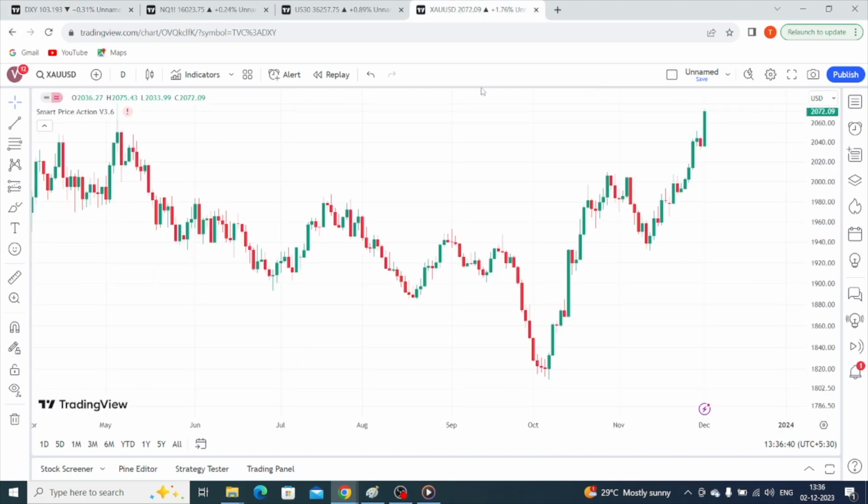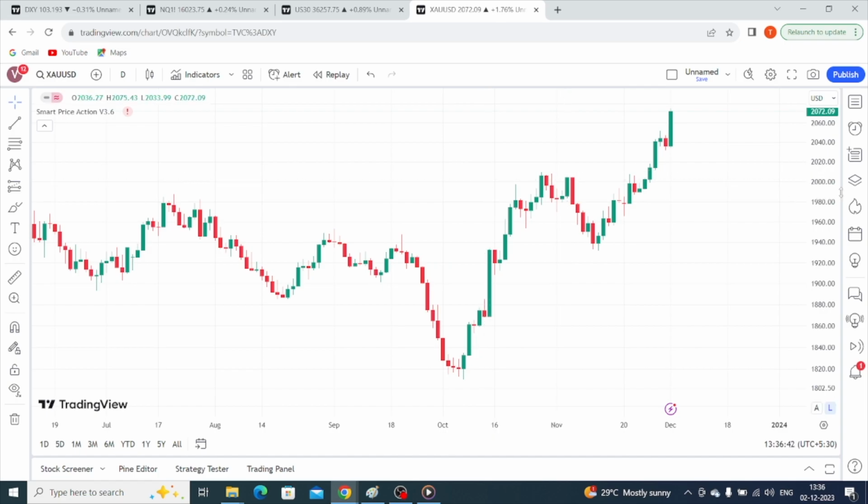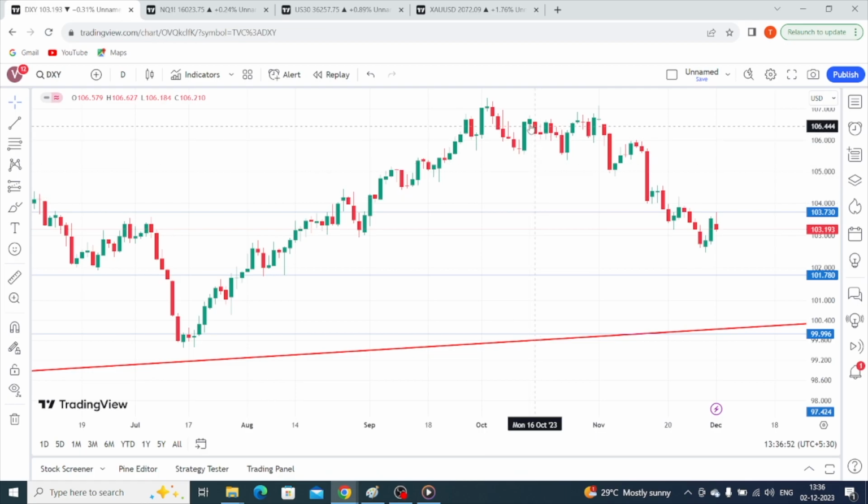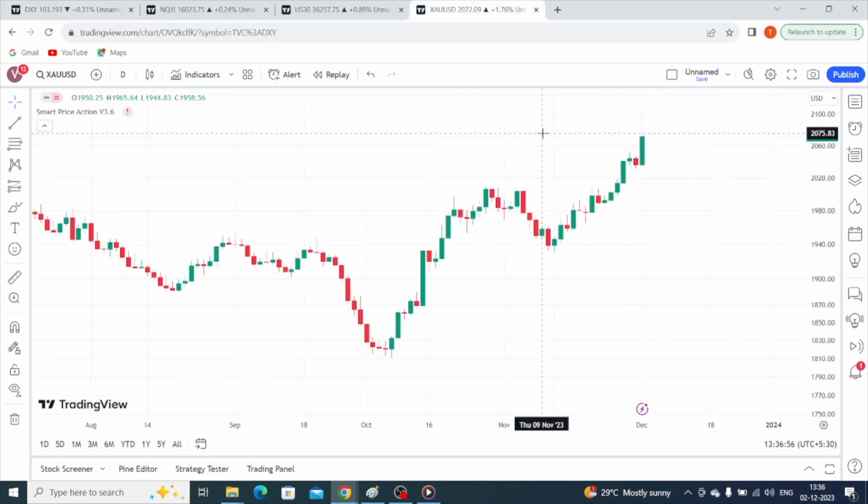Now let me just proceed to gold. This is the gold chart. Now you see that from this October itself, gold has started going up. Why? Because the dollar index started coming down since October. So it proves that there is an inverse relationship of the dollar with precious metals.